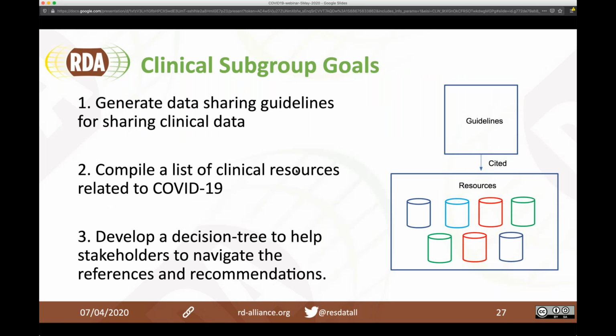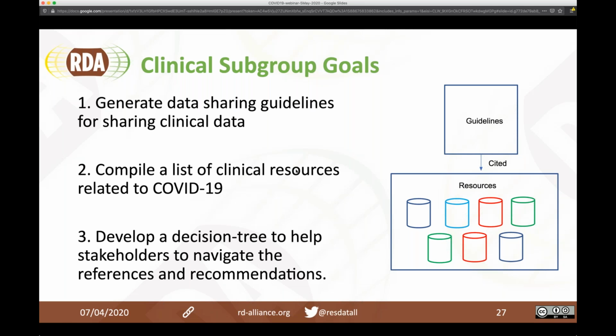And our subgroup goals are still the same: generate the sharing guideline, generate a list of clinical resources, and then make a decision tree to help the navigation of the resources. But we do see new layers of relationship among those goals, which is shown on the graph on the right of the slide.